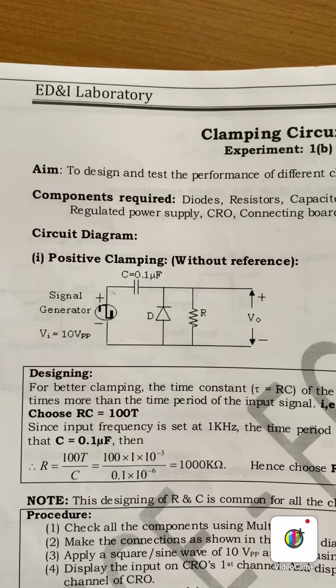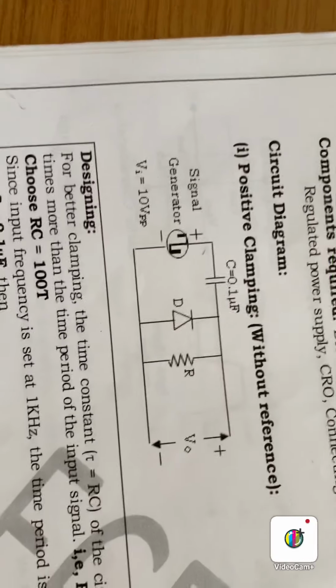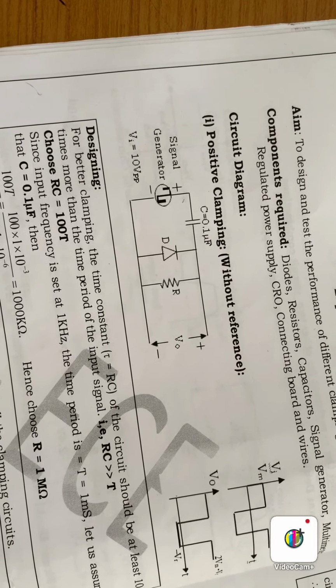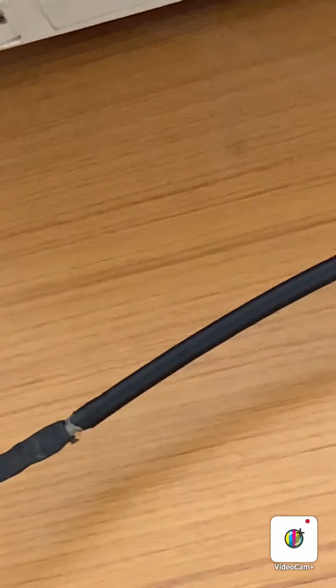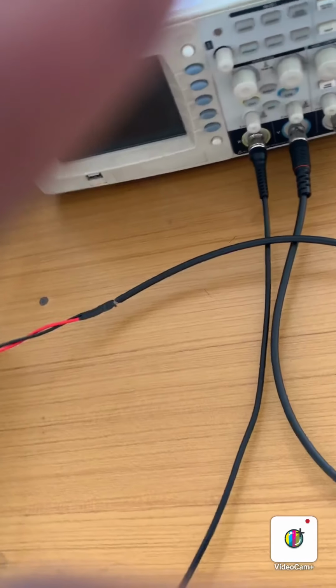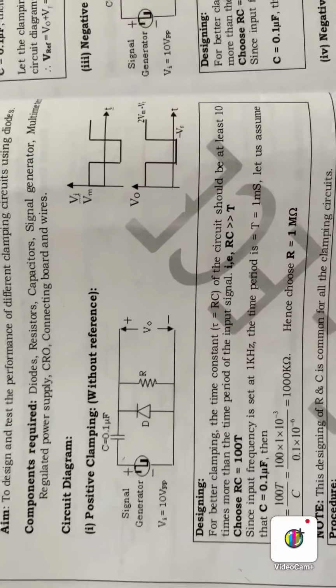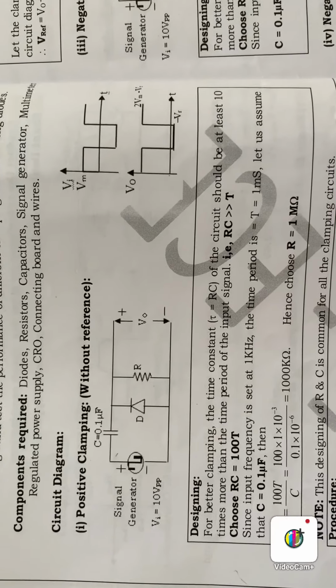Now let us start with our positive clamper circuit. A clamping circuit which restores the DC value to the positive clamper circuit. When a negative peak of the signal is raised above the zero level, then the signal is said to be positively clamped.